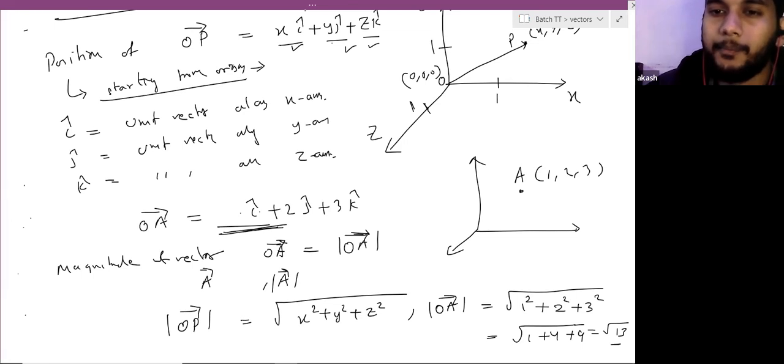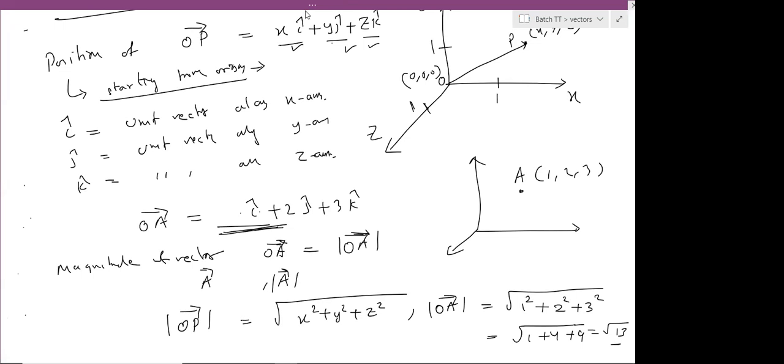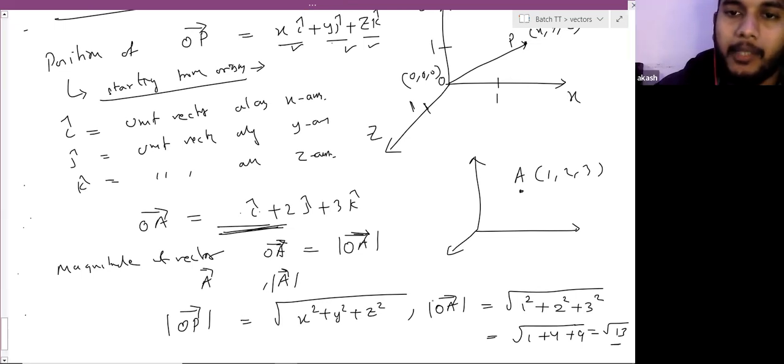This thing is clear? Yes, sir. Yes or no? All right. And what is magnitude? Magnitude means simply the distance of O from A. All right. We know magnitude means this length. So this distance will be root 13. All right.